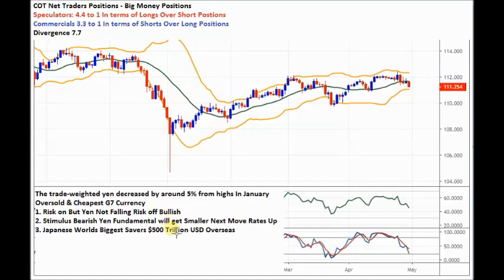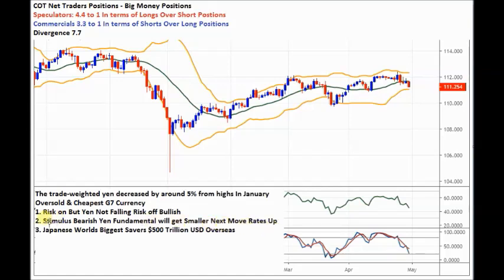Now, in terms of why speculators are so short or bearish on the yen, it's to do with stimulus. They say, well, Japan has got negative rates, it's printing money, so that should keep the yen under pressure. However, this bearish fundamental has peaked. The stimulus will get smaller. They've already made a small tweak to their stimulus program in Japan, and it will get smaller, and then the next move in rates will be up.